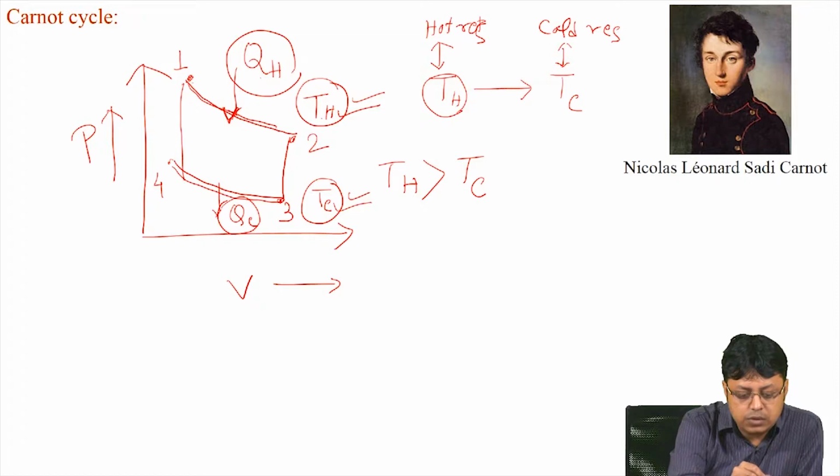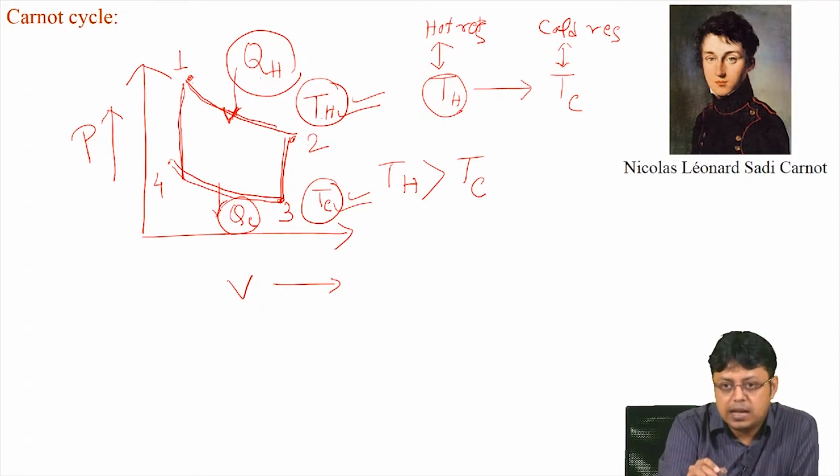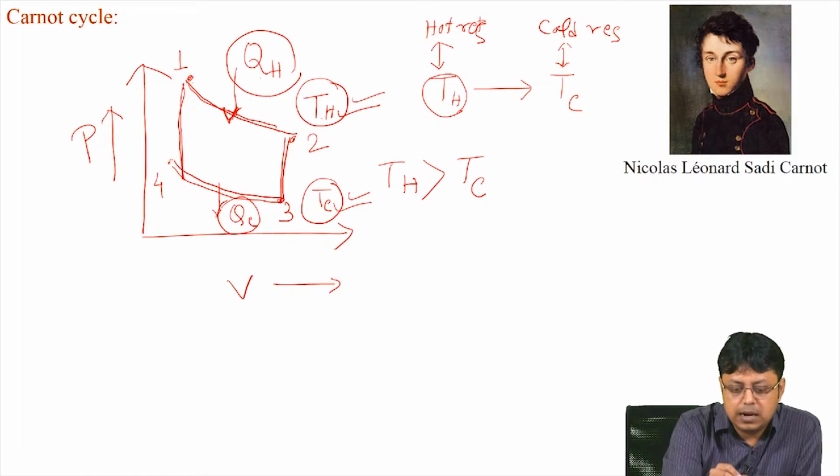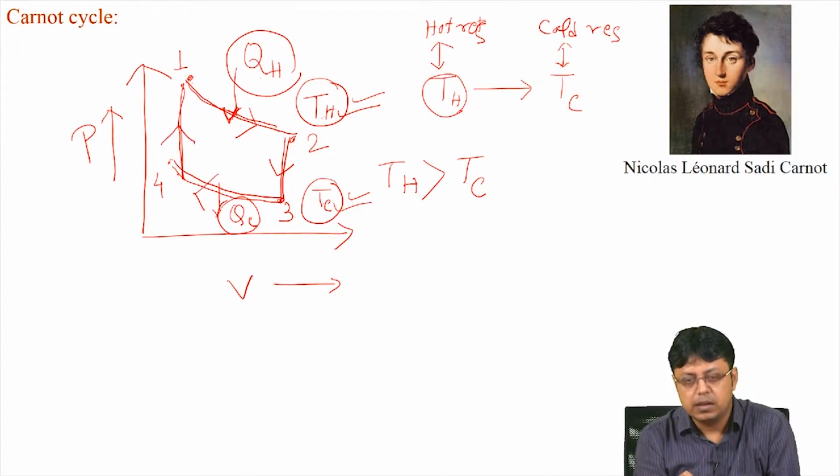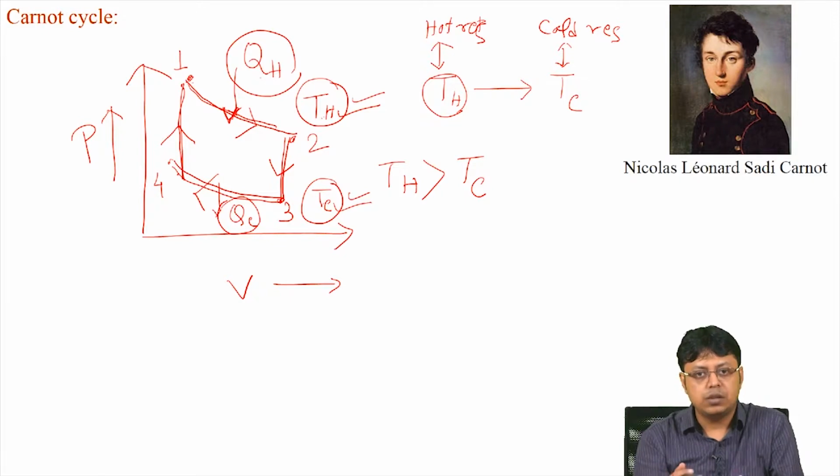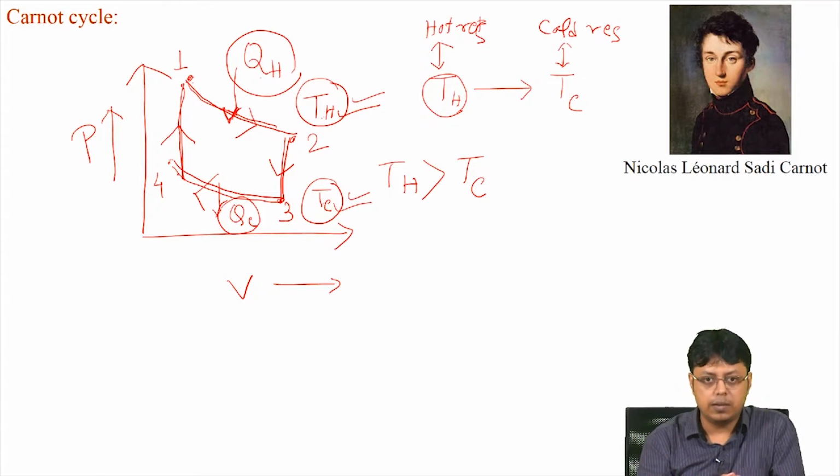So, we need actually two adiabats to connect these two isotherms. And the real meaning here is that the adiabats are required to change the temperature of the system from TH to TC and then from TC to TH. So, we have considered a cyclic process in this case. Now, this is the actual formalism which Carnot came up with.